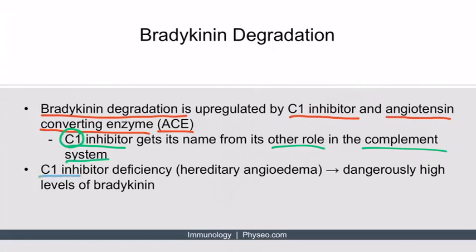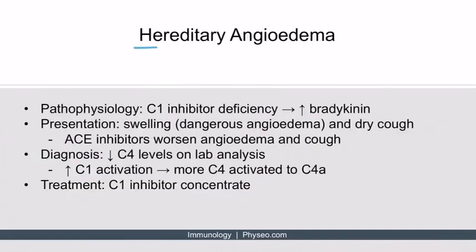If there's a C1 inhibitor deficiency, a condition also known as hereditary angioedema, then the patient can have dangerously high levels of bradykinin. So let's dive into this condition, hereditary angioedema. So regarding pathophysiology, we already discussed that a complement protein 1 inhibitor deficiency will lead to increased levels of bradykinin. How does it present? Well, there will be swelling.